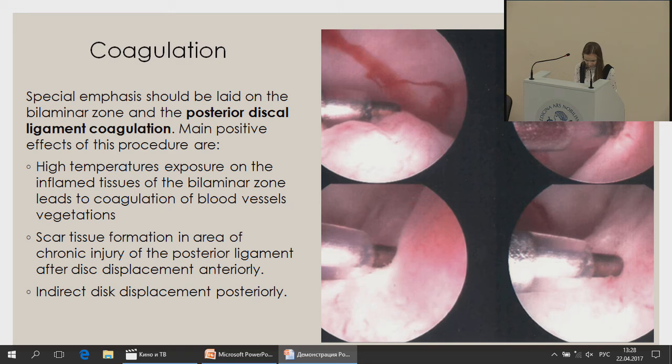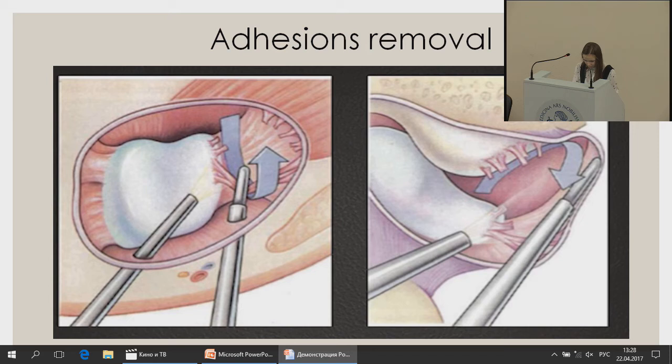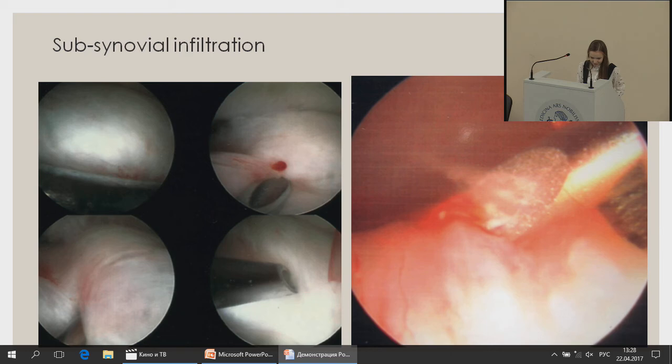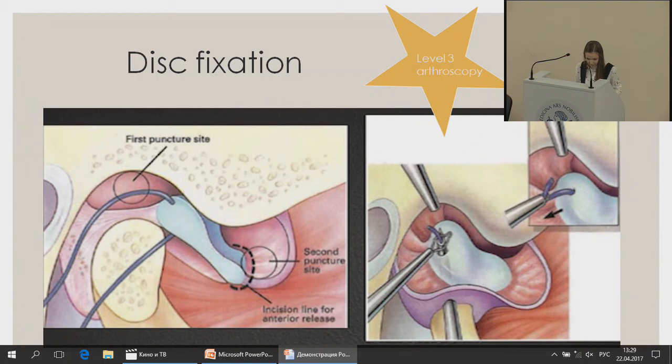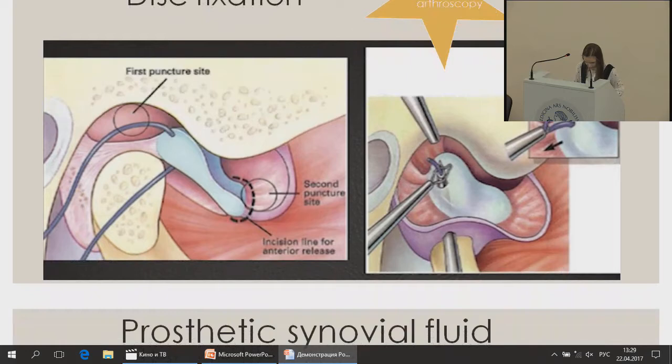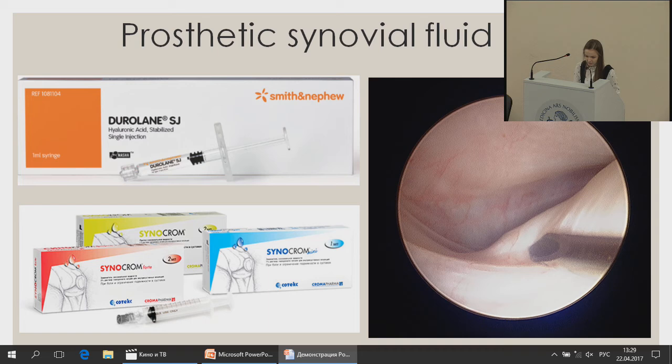Also, in that access point and additional access points, adhesions removal can be performed with the scissors or with the methods of electrosurgery. Also can be performed subsynovial infiltration and botulinum toxin injection with Axiomin medicine. Disc fixation can be regarded as a level 3 arthroscopy because it's an invasive procedure which is hard to perform. The operation always ends with the prosthetic synovial fluid injection, a medication like Duralane in the chrome.